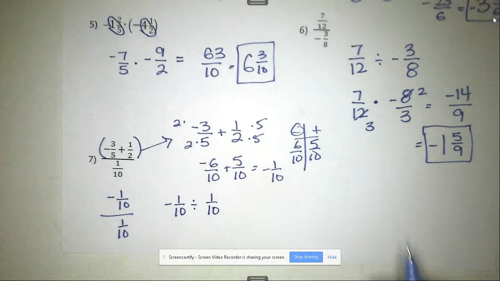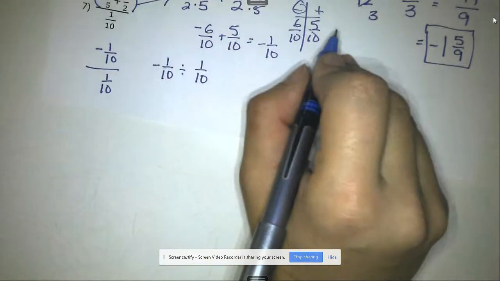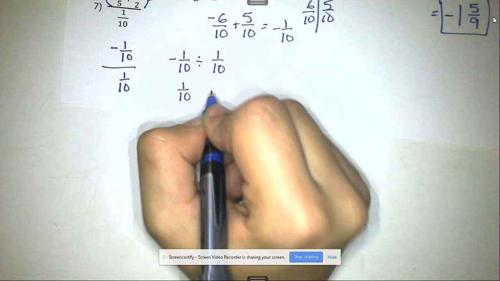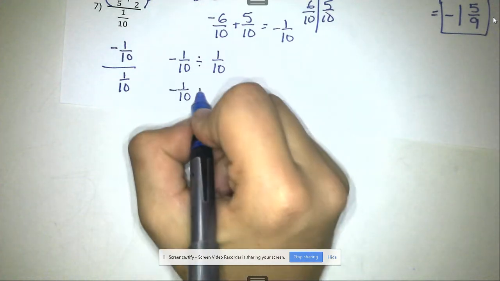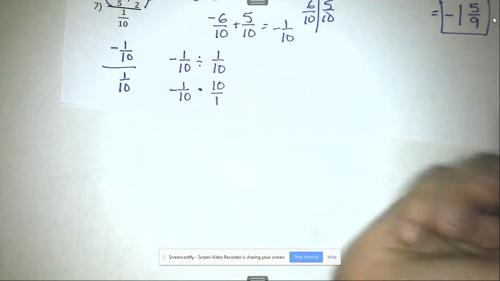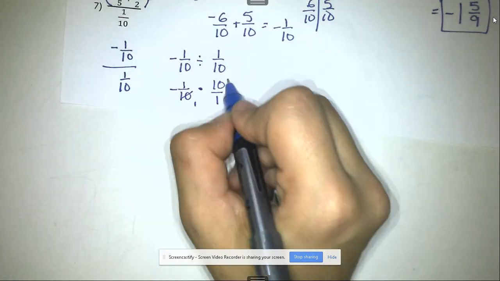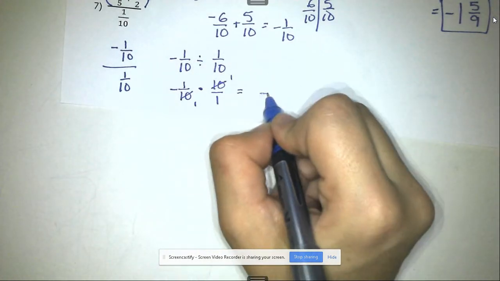I keep my first fraction the same. I change my division sign to multiplication, and I take the reciprocal of my second fraction. I can simplify these by dividing by 10, and my final answer is -1.